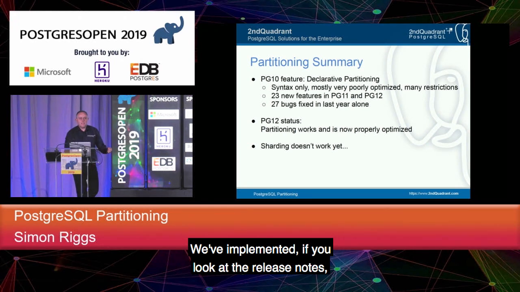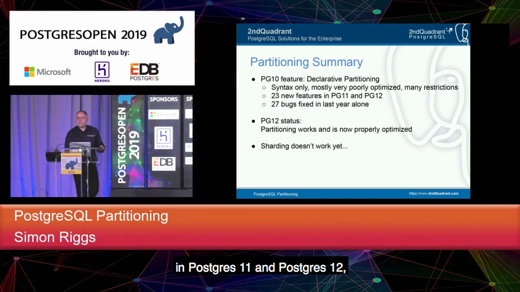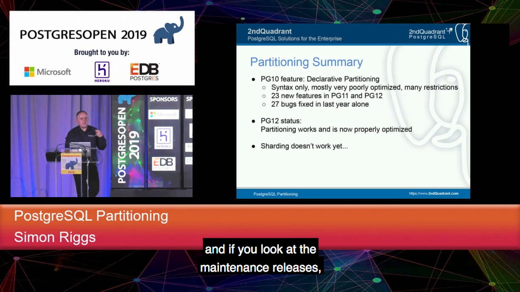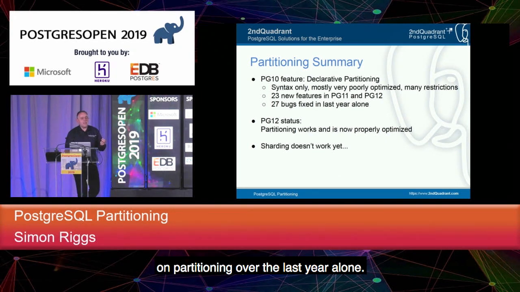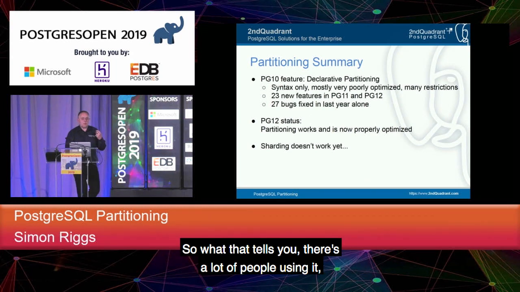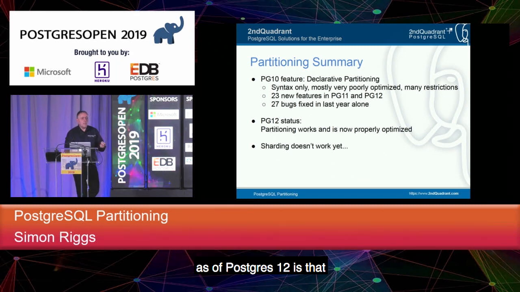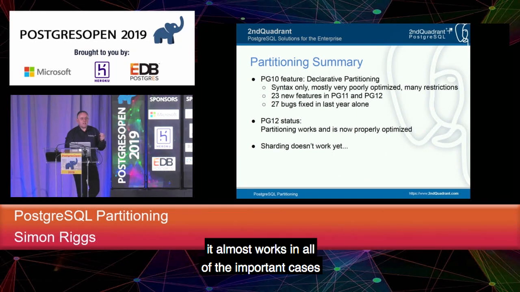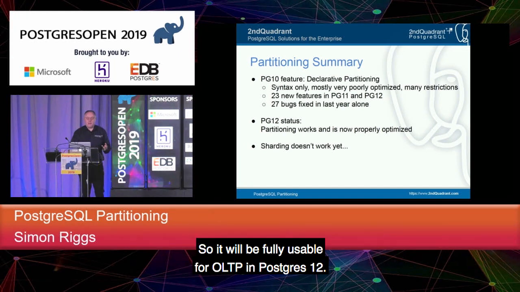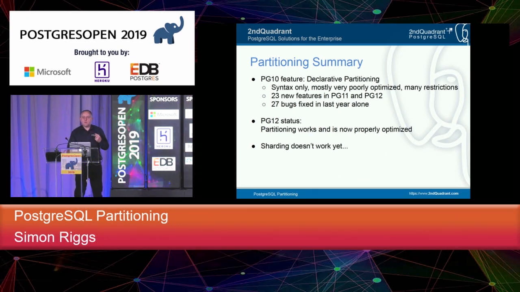If you look at the release notes, there's 23 specific features related to partitioning in Postgres 11 and Postgres 12. And if you look at the maintenance releases, you'll see that there's at least 27 bugs fixed on partitioning over the last year alone. So what that tells you is a lot of people are using it, the feature set has expanded, and the status of partitioning as of Postgres 12 is that it almost works in all of the important cases and is properly optimized. So it will be fully usable for OLTP in Postgres 12.